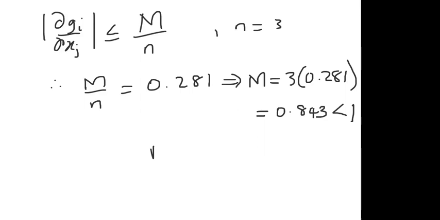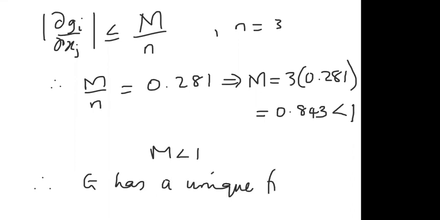Okay, and this value is less than 1. So it agrees with that condition which says if partial of each gi with respect to xj is less than or equal to m over n, where m is less than 1, then you'll be able to conclude that G has a unique fixed point. Okay, so we are done with the first part, just showing that capital G has a unique fixed point.